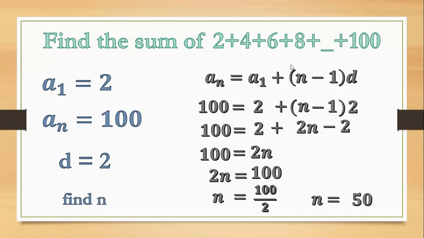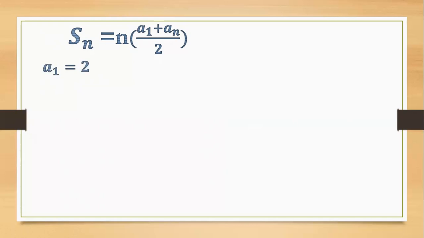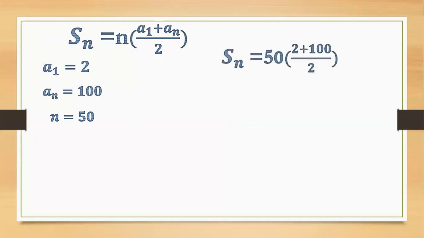Now, let's find their sum. We can use these formulas, depending on the givens. Here we are going to use both formulas. First formula: S sub n equals n times the quantity of a sub 1 plus a sub n over 2. The givens: a sub 1 equals 2, a sub n equals 100, n equals 50. Substitute the values: 50, a sub 1 is 2, a sub n is 100, and copy over 2. Next, add 2 plus 100 equals 102.